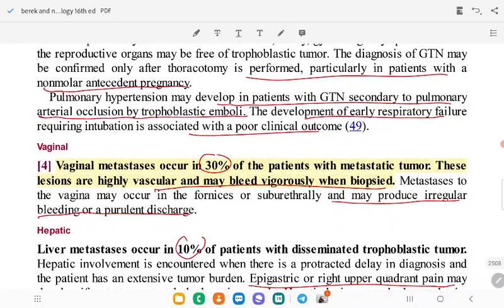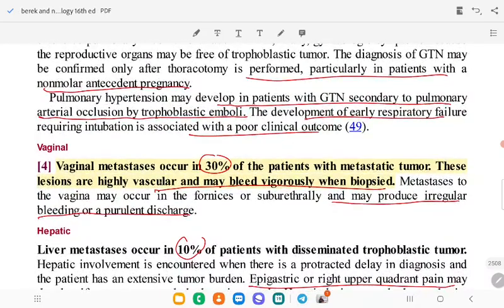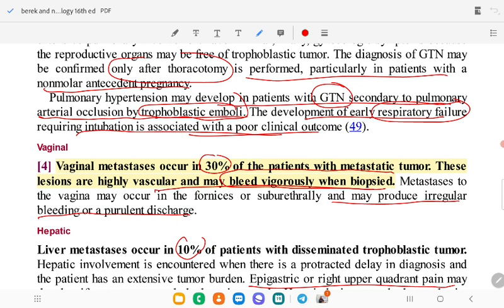Vaginal metastasis will cause bleeding. In 30% of patients with metastatic disease, the lesions are highly vascular and may lead to vigorous bleeding during biopsy. The most common locations are perineal and suburethral. Perineal and suburethral lesions may produce irregular vaginal bleeding and purulent discharge if infected.